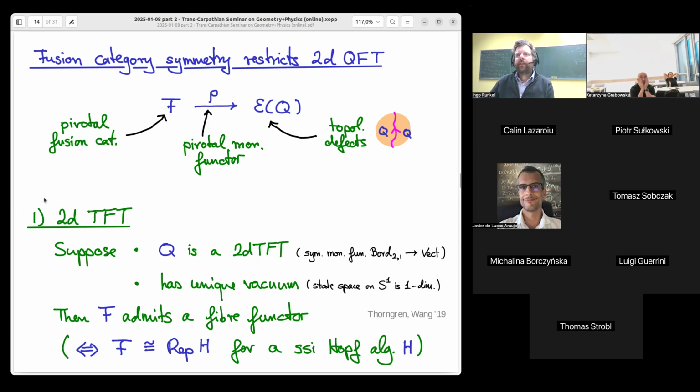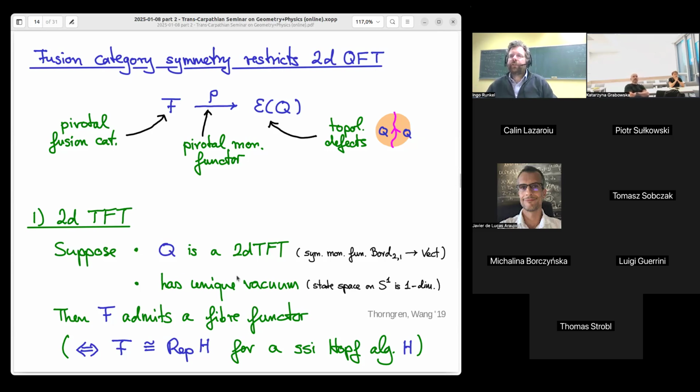One example is if my quantum field theory is itself topological. So I've got a 2-dimensional topological field theory. Then mathematically, it's one of these symmetric monoidal functors, but now on one-dimensional manifolds and 2-dimensional manifolds. And suppose it is topological, and it has a unique vacuum. So the state space assigned to an S1 is 1-dimensional. That means a very, very simple theory. It's one state, and so for each surface you just get some number.